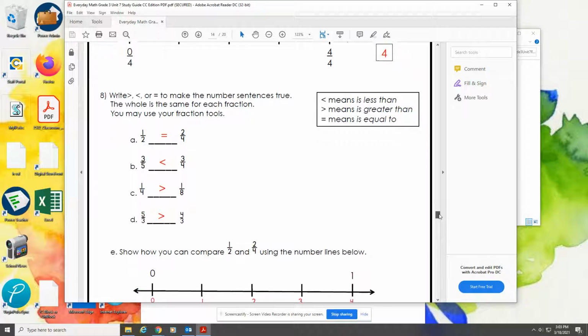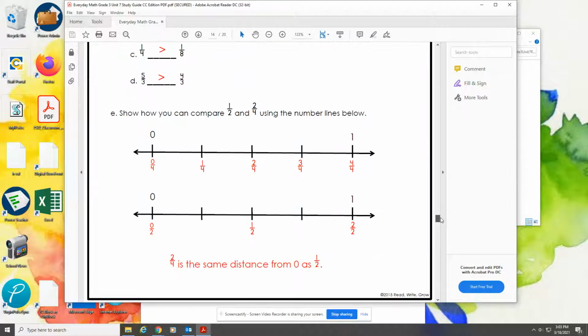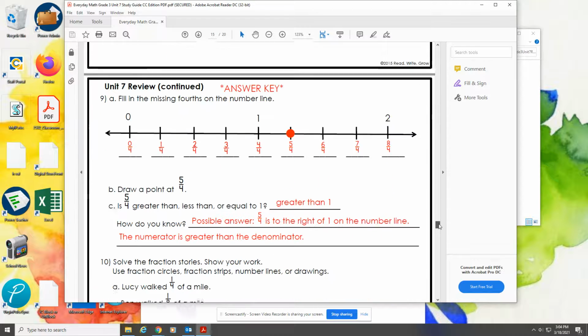Now, show how you can compare 1/2 and 2/4 using the number line. If I would divide this whole, the whole is 0 to 1, into 4 equal parts, 1, 2, 3, 4ths. And then again, if I could do it into 1/2, this is 2/4, this is 1/2. So 2/4 is the same distance as 1/2. I can just show it that way.